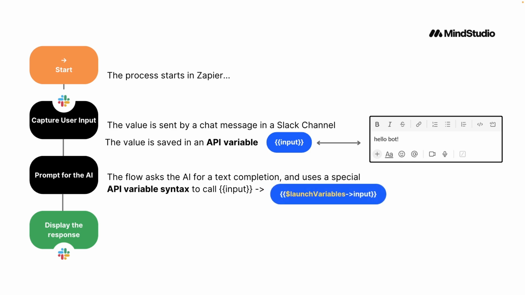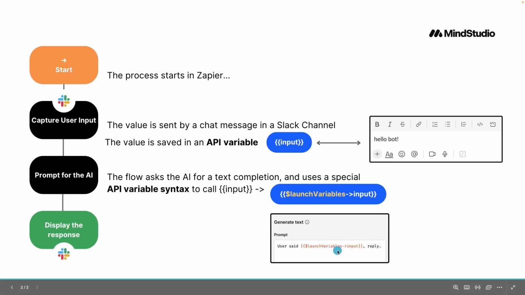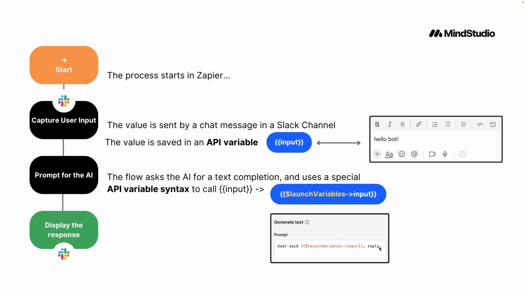You will prompt the AI using this special syntax: $, launch variables, arrow to the right, and the name of the variable. In this example, the name of the variable is input, and here we are invoking the variable input. Again, this variable is what's in Slack. In this example, "hello bot." So what this does is insert "hello bot" into whatever prompt we type. In this example, "User said, launch variables, arrow to the right, input, reply" will become "User said, hello bot, reply." I hope this is clear.